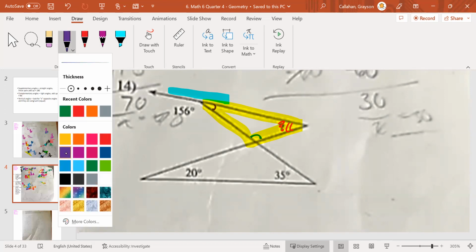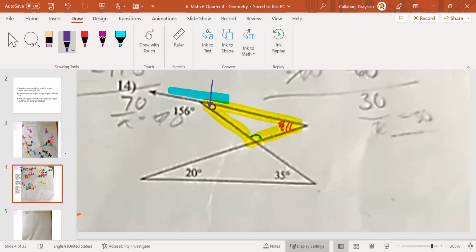156. No, a blue line is a straight line. What does that straight line make? 180. So 180, I'm going to subtract. What other angle is on that blue line? That will help me. There you go. 156, that is going to give me 24. So this is 24 degrees, right?